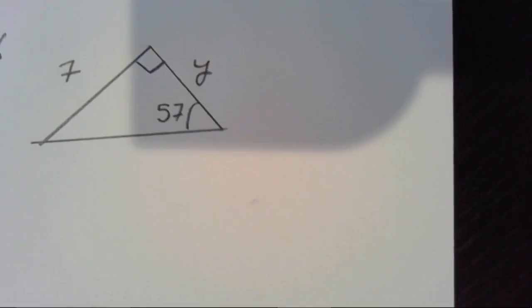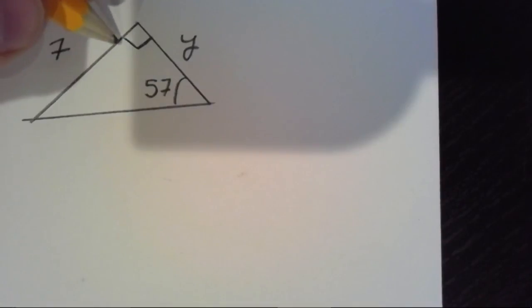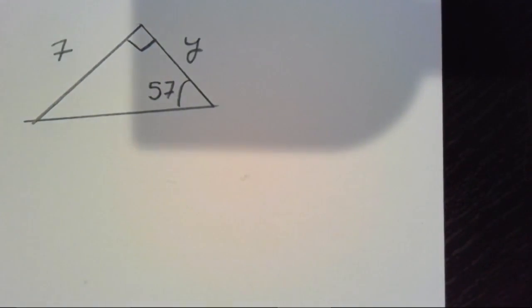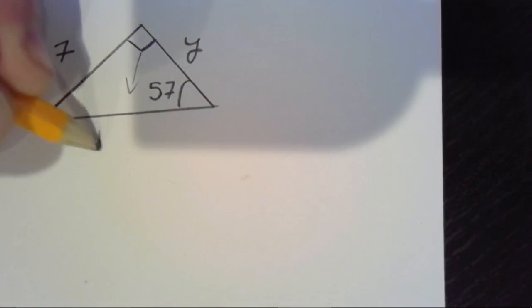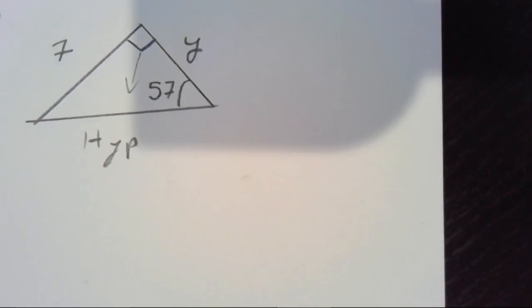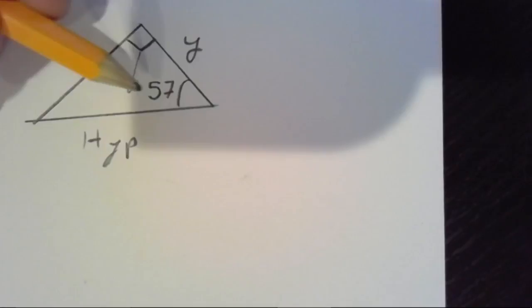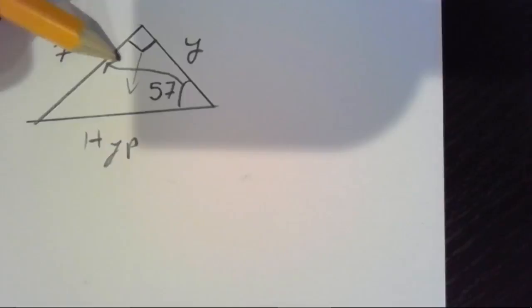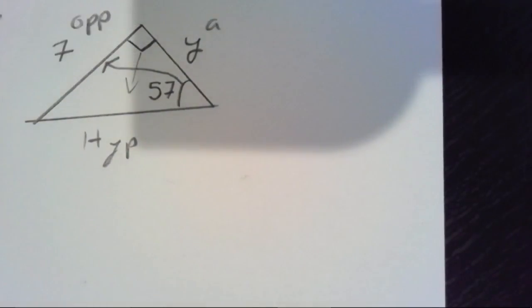This next one. First thing I need to do is recognize my parts. I've got my right angle here. I always like to get my hypotenuse first. From my right angle, the opposite side is my hypotenuse. So right angle down here, this is my hypotenuse. The angle that I care about, 57, the side that's on the other side of the triangle from it is my opposite. So from 57 to over here, this is my opposite side. And the one that's right next to it is my adjacent. So my y side here is my adjacent.